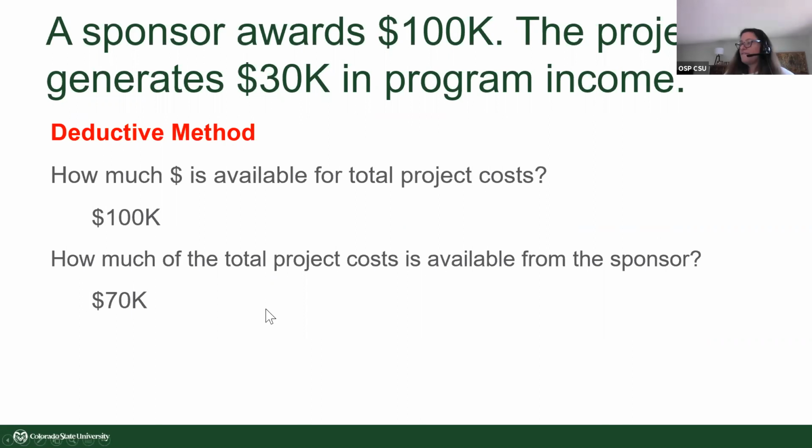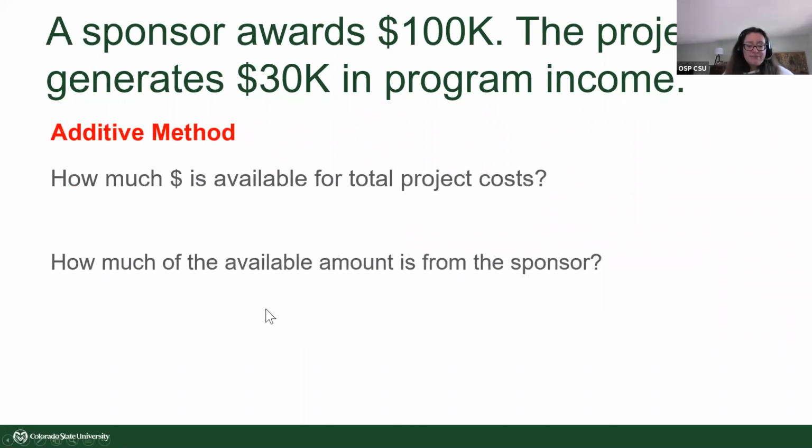How about with the additive method? A sponsor awards 100K. The project generates 30K in program income. How much is available now for project cost? Very good, 130K. How much is available from the sponsor? Question 2, 100. Yep, exactly. So now we have 130 for our project, and still only 100 of it is going to come from the sponsor. We have to cough up that other 30 that we earned.